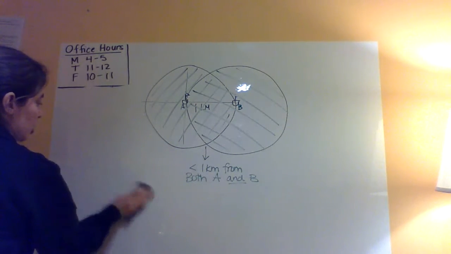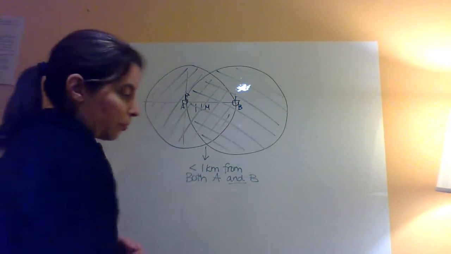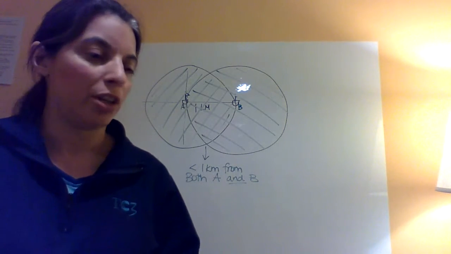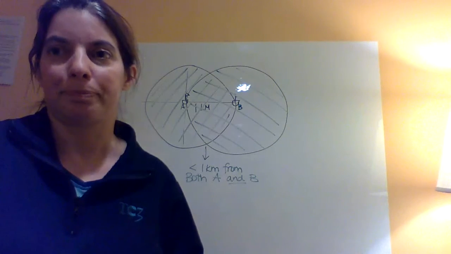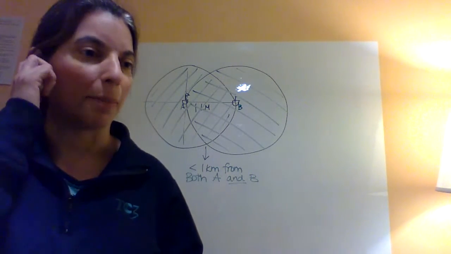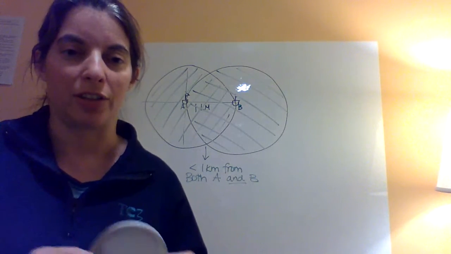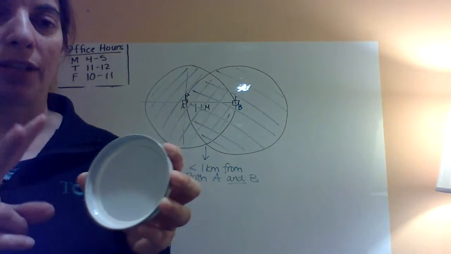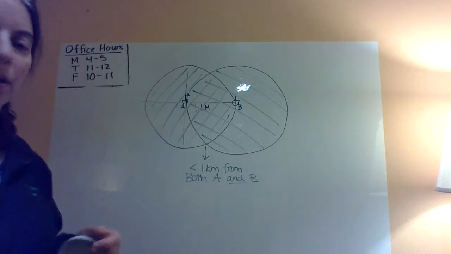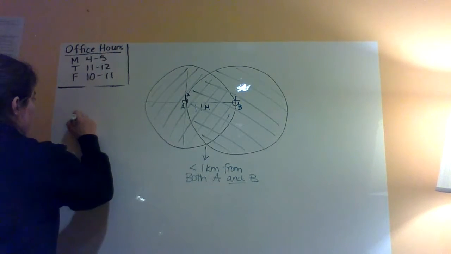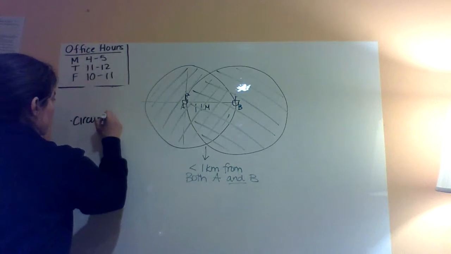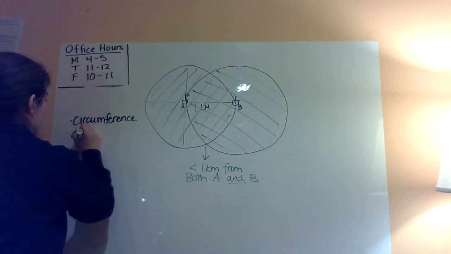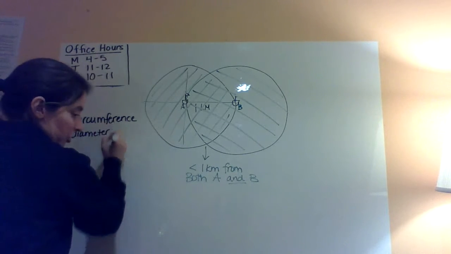So here's what I want you to do on your own. I want you to find something circular at home. Okay, it could be the lid of a yogurt top. It could be a coin. It could be the top of a can of peas. It could be whatever you find that's circular. Okay, I just happen to have this jar lid here. And so I want you to do two things. I want you to measure the circumference and the diameter. Okay, and this is on your to-do list also.